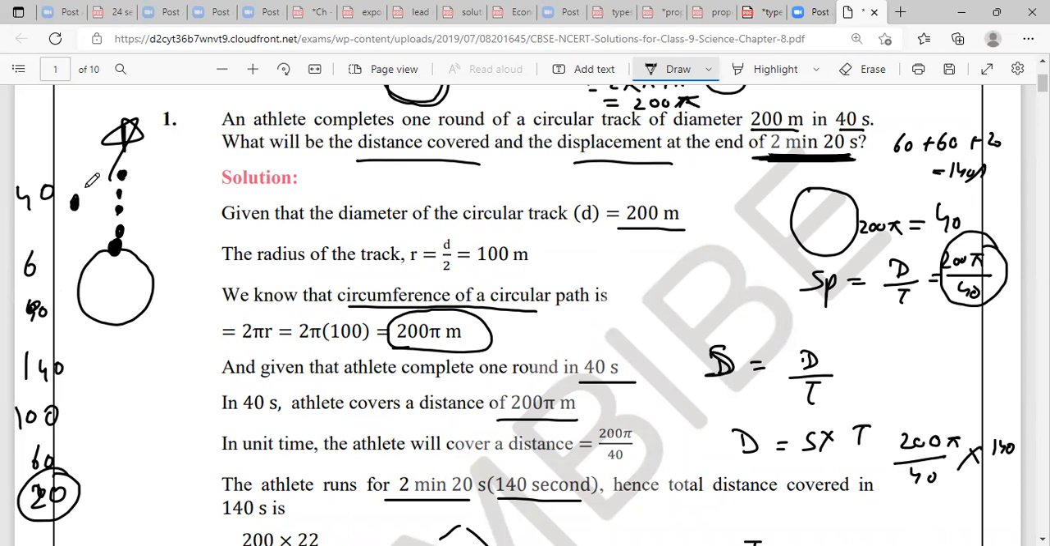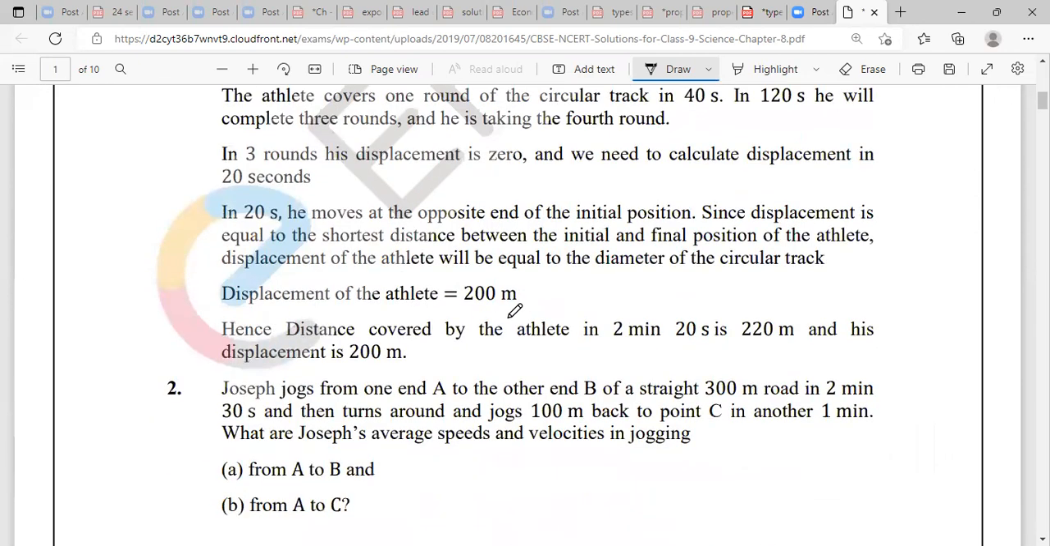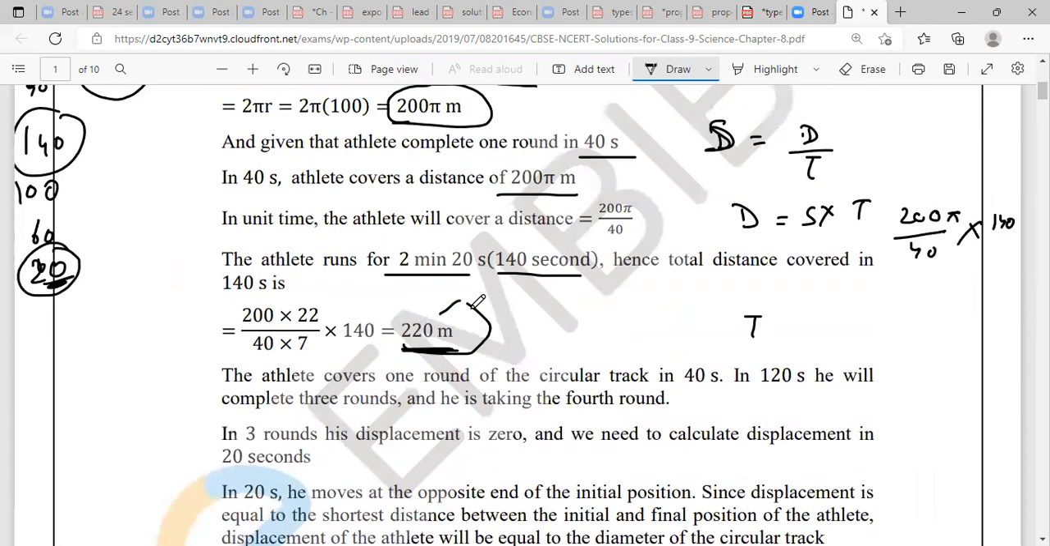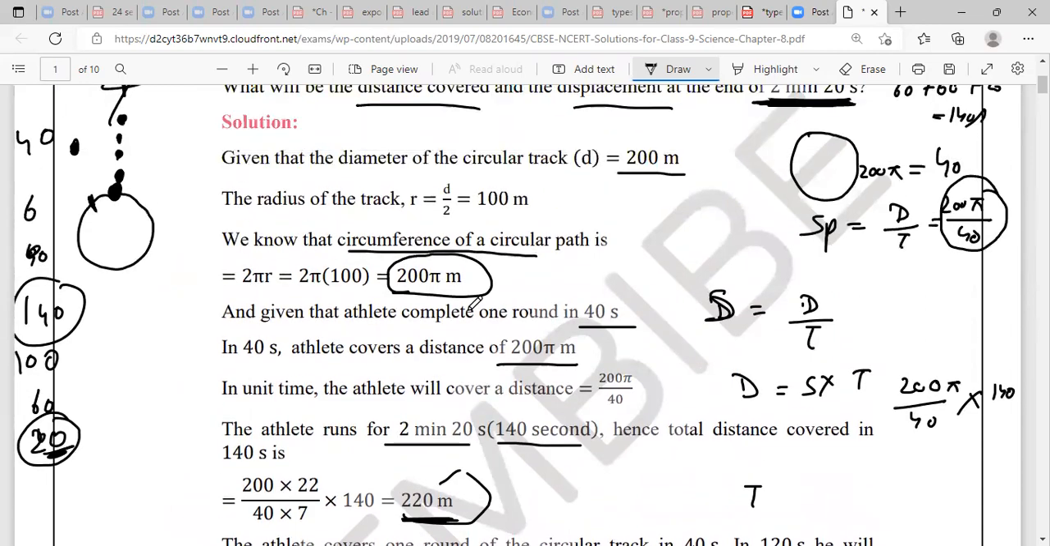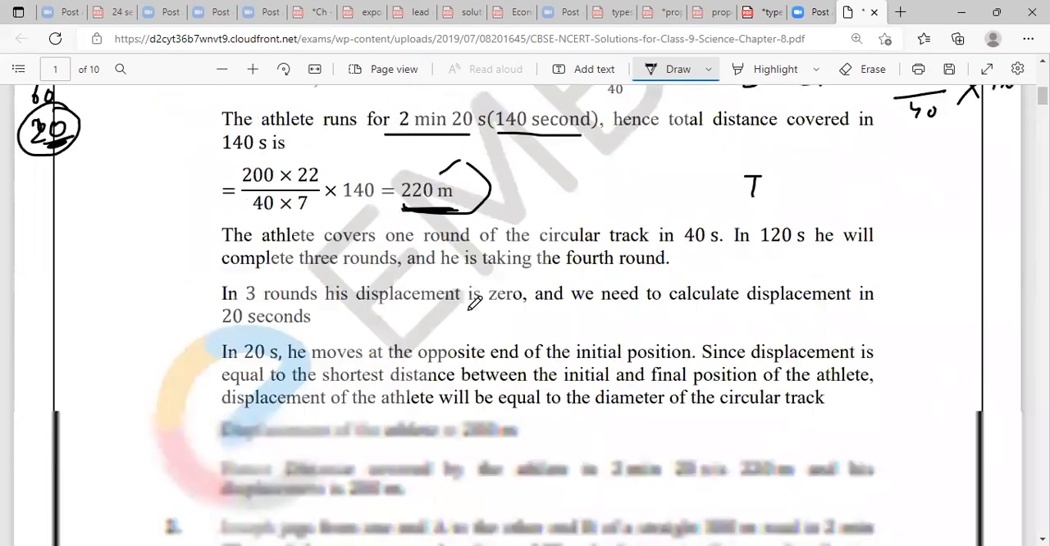Because every 40 seconds he is covering here. He is here, right? For every 40 seconds. But he is covering 140. That means 20 meters are remaining. So he is going to be here. So from the actual position, he is going to be 20 meters away. Clear? Yes, ma'am. So this one is clear.